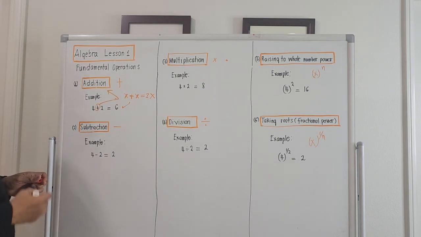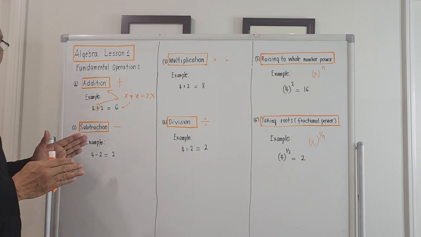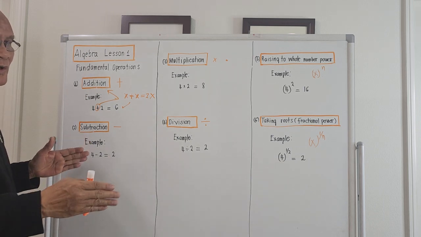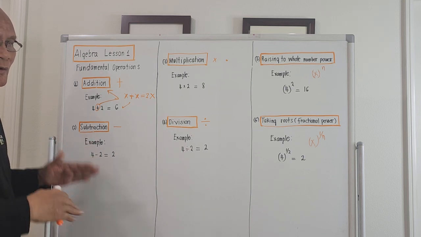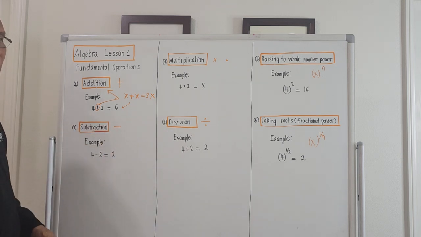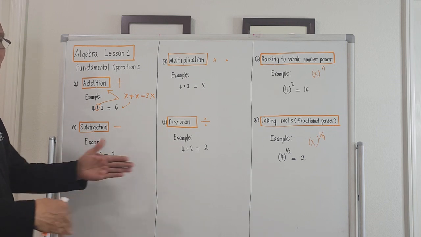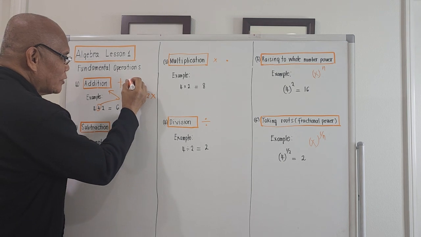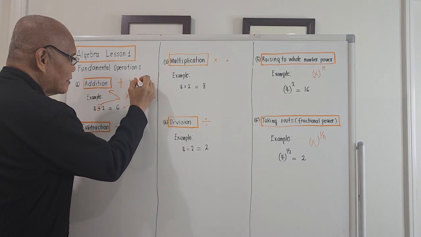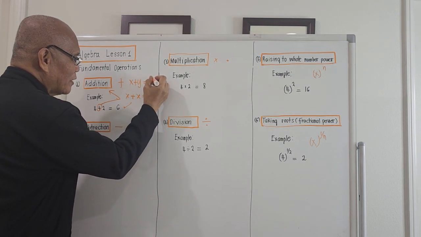So when you're adding a number or a variable, ask yourself if they are similar or dissimilar. There are only two options. Supposing you add x plus y, what will be equal to?